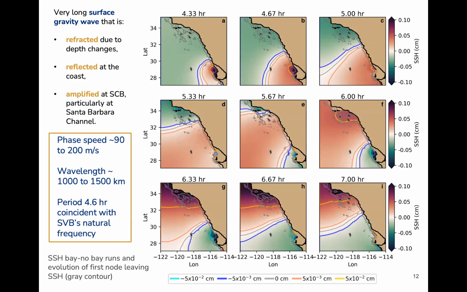So for the first type, the very long surface gravity waves, we know that their velocity is going to depend on the depth of the domain. And again, here we're looking at the difference between the run with the bay and without the bay. So what we have is really what the bay has generated, right? And these are selected contours so that we can see the evolution of the sea surface height throughout just around 3 hours or 2.5 hours.